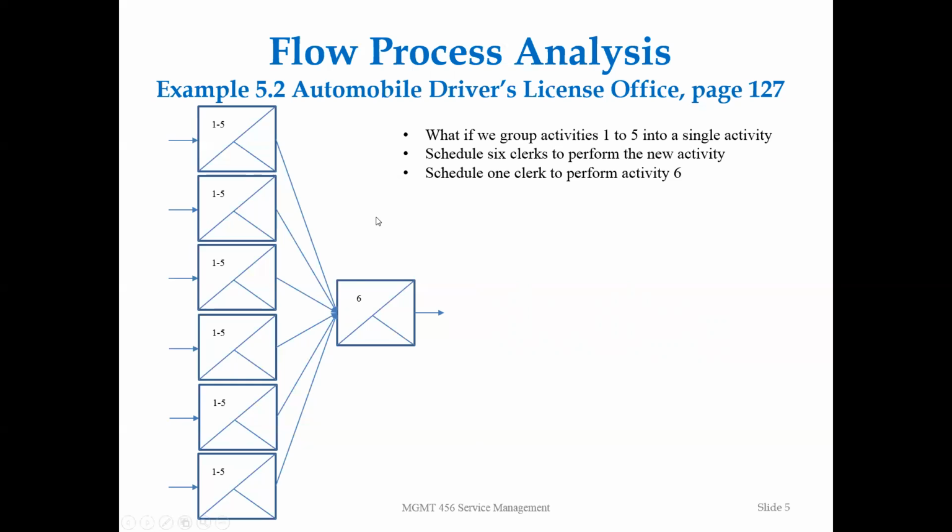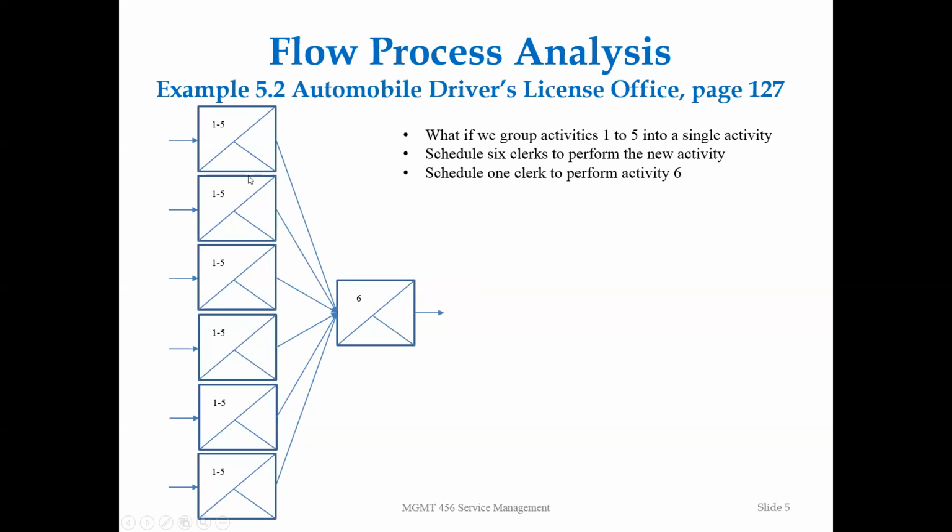So what we want to do is, as we said, we're going to hire one more person, so we'll have 7 people to do the work. We group activities 1 to 5 into a new activity and schedule 6 people to do it: 1, 2, 3, 4, 5, 6 people. Then we let one person handle activity 6 separately. So this can be a new configuration. As you can see later, we can double the capacity as well.